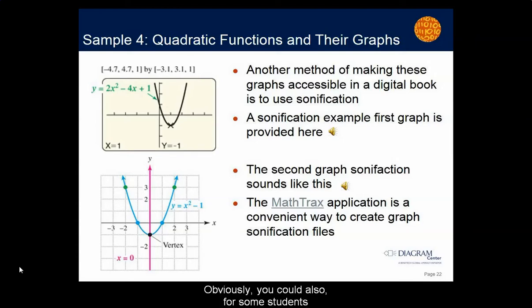Obviously, for some students, if you needed to, you could also take those out and create a raised line drawing, a tactile, out of these as well. But since there are several in this particular book, these are ways of providing very quick access to it, both using image descriptions and the sonification file.